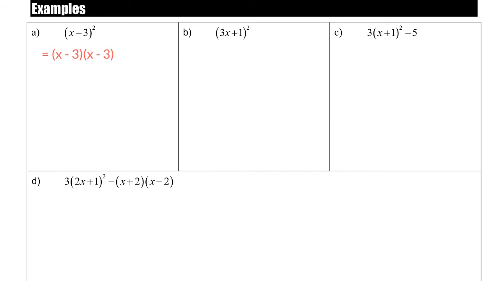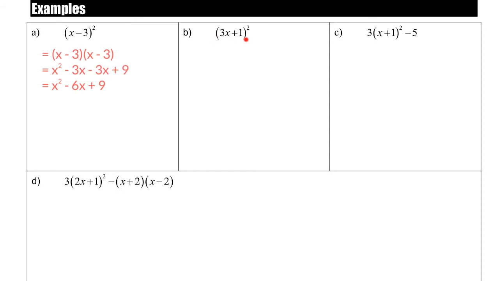Now we have an expression like we did in the last lesson, brackets times brackets. So we will do x times x to get x squared. We'll do x times minus 3 to get minus 3x. We'll do minus 3 times x to get minus 3x. And then minus 3 times minus 3 gets me plus 9. And then those middle terms, the minus 3x can be simplified to just minus 6x. So I end up with x squared minus 6x plus 9 as my standard form.